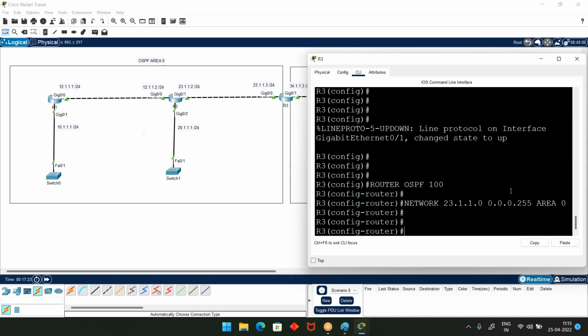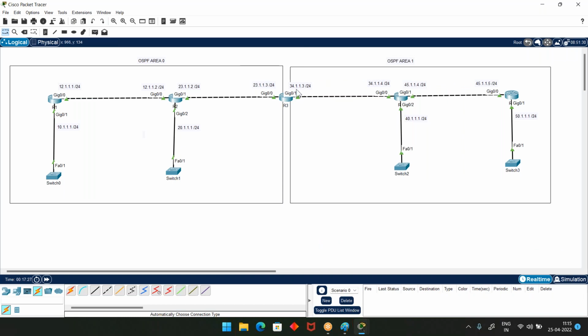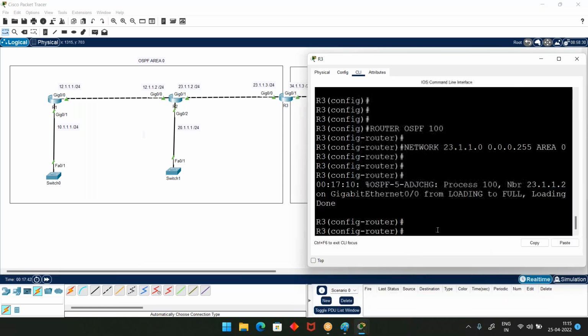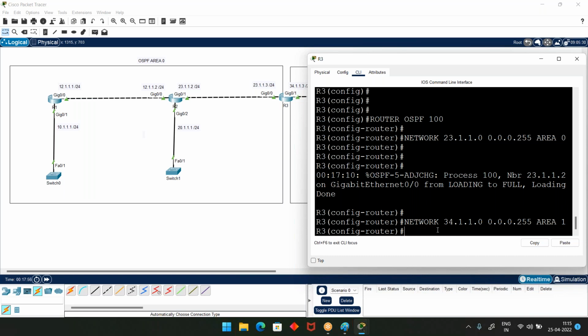Now tell me, this 34.1.1 network belongs to which area? Can you please tell me, all of you? Area 1. So what can we do simply here now? Network 34.1.1.0 wildcard bits, area 1 here. Simply press enter, guys. That's it.